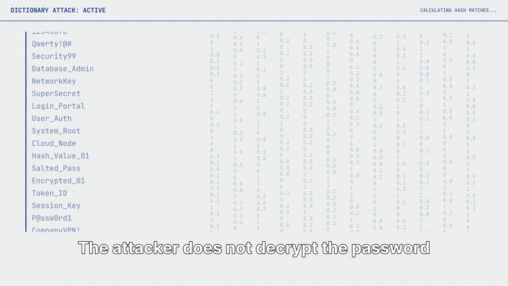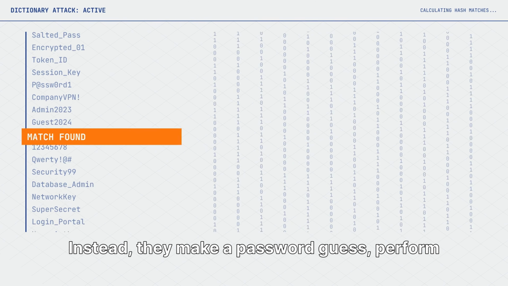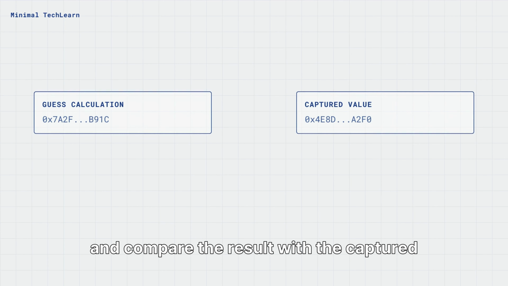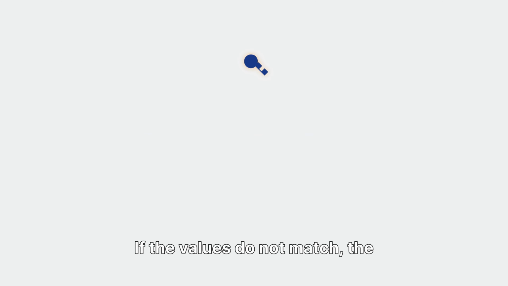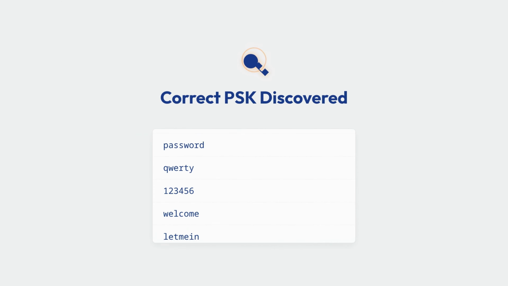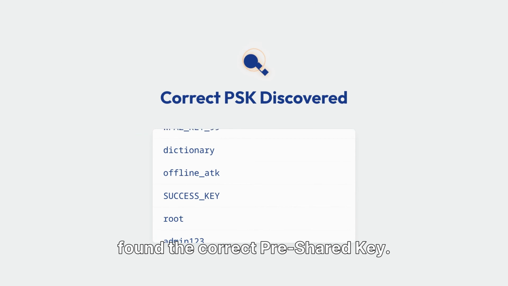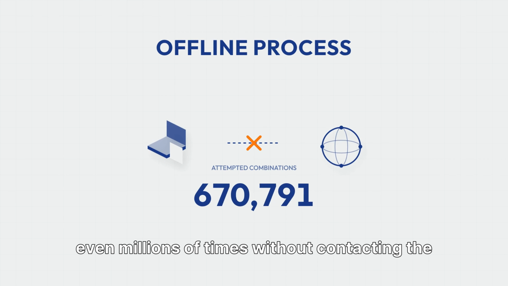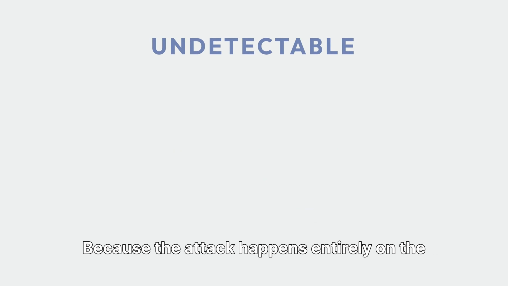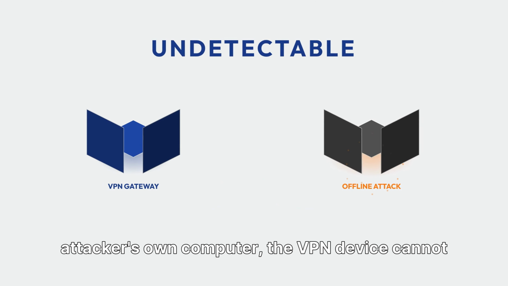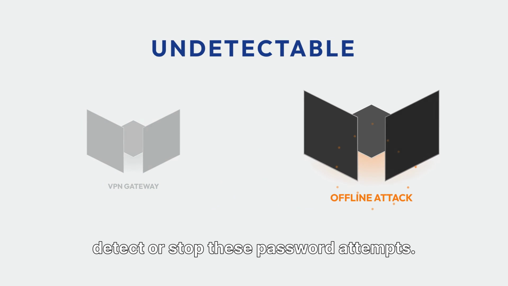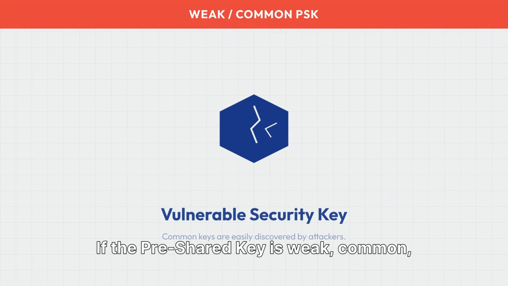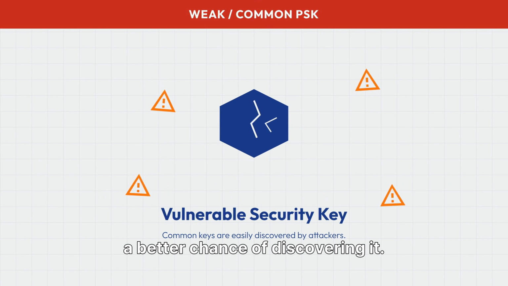The attacker does not decrypt the password from the packets. Instead, they make a password guess, perform the same authentication calculation, and compare the result with the captured authentication value. If the values do not match, the password guess is wrong. If the values match, the attacker has found the correct pre-shared key. This process can be repeated thousands or even millions of times without contacting the VPN gateway again. Because the attack happens entirely on the attacker's own computer, the VPN device cannot detect or stop these password attempts. This is known as an offline dictionary attack. If the pre-shared key is weak, common, or easy to guess, the attacker has a better chance of discovering it.